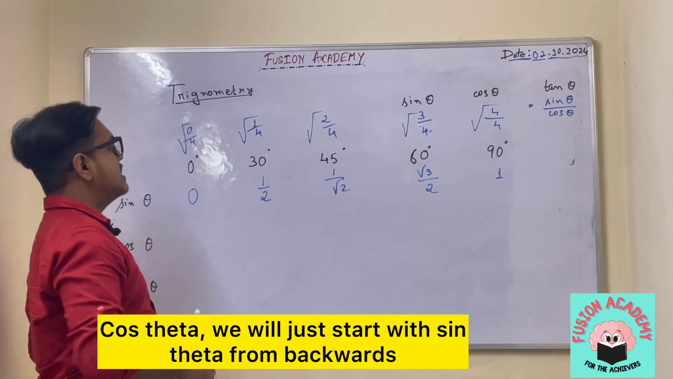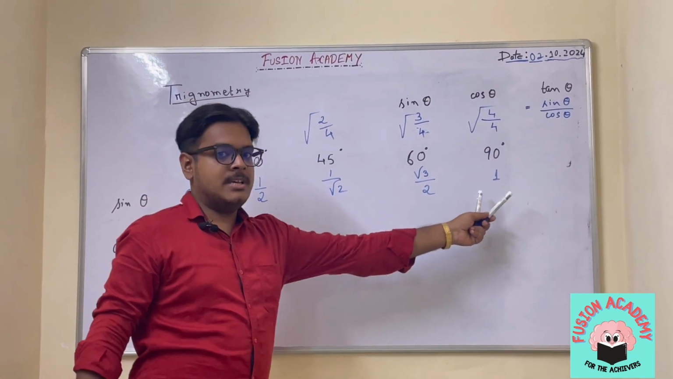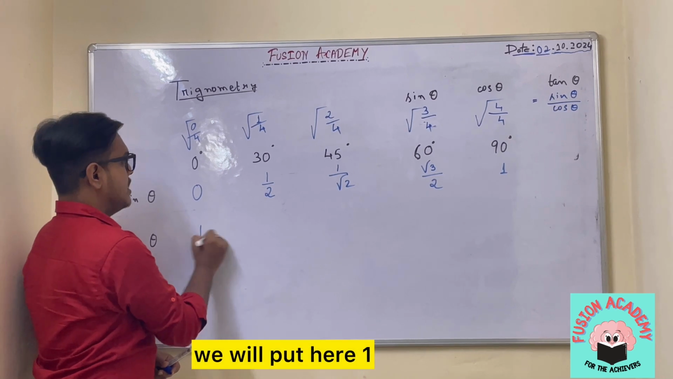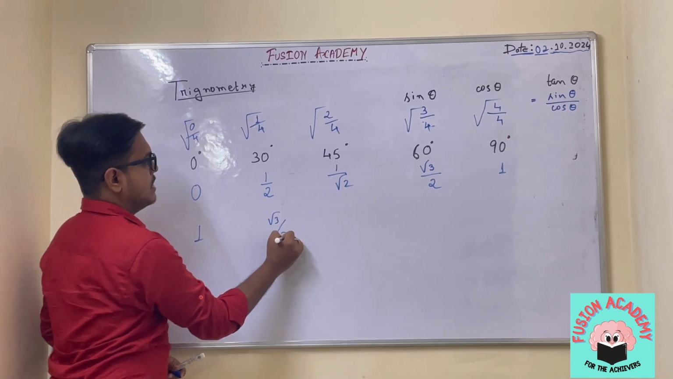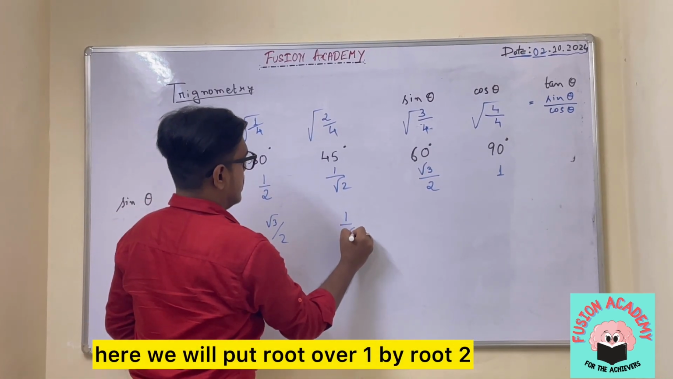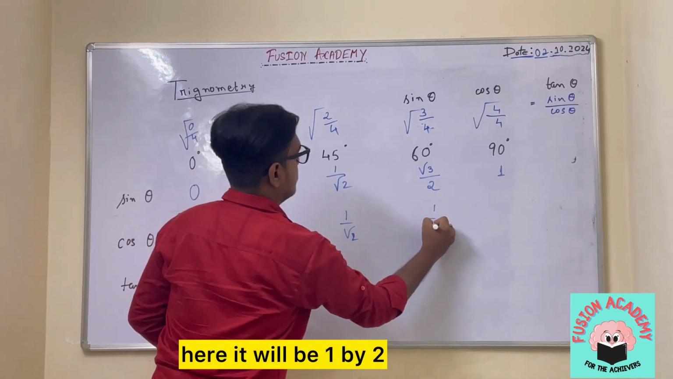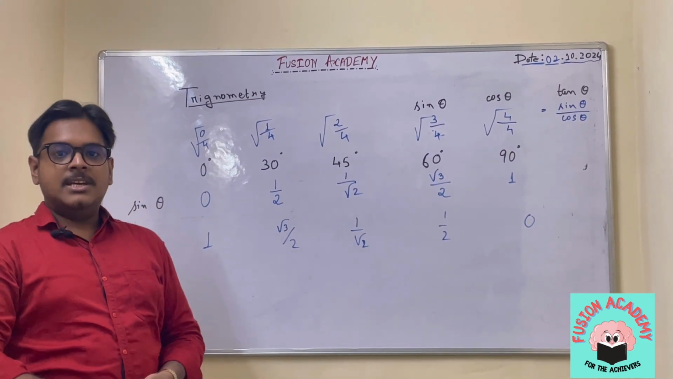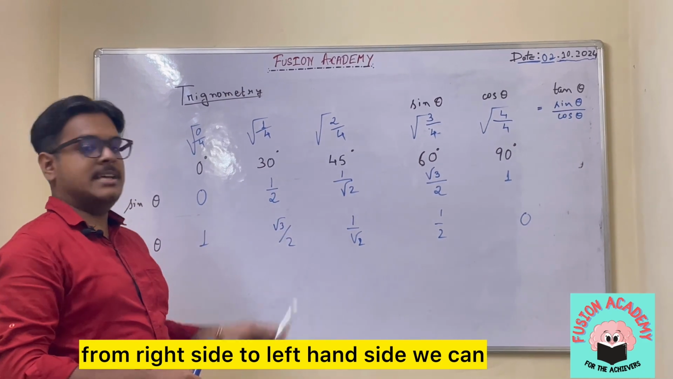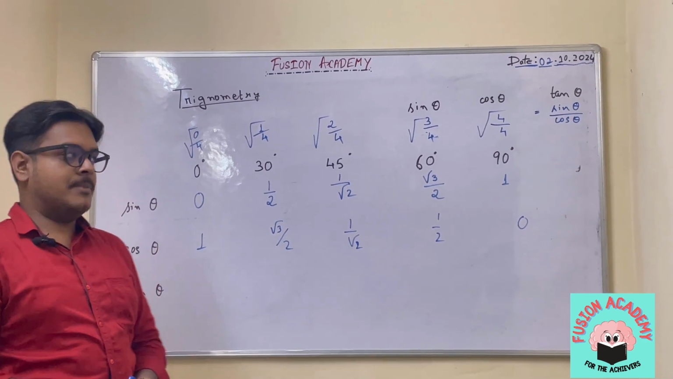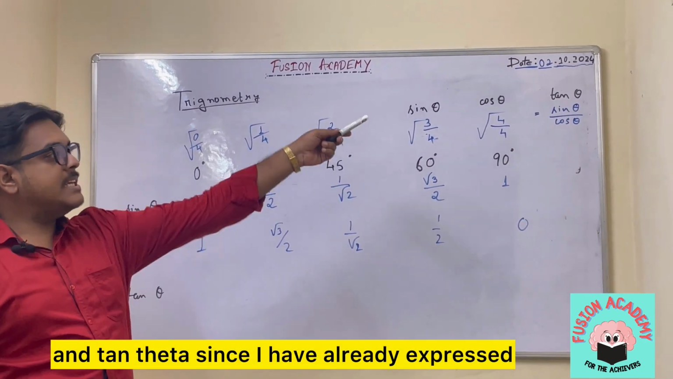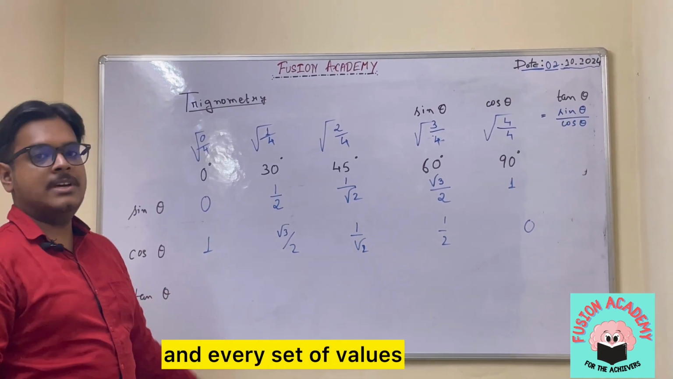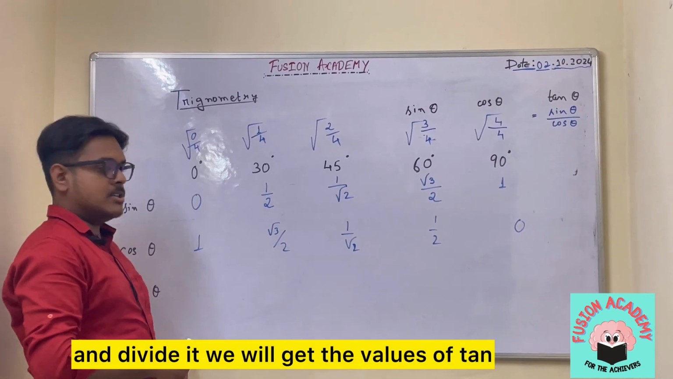For cos theta, we just take the sin theta values from backwards and reverse them, and that will give us the cos theta values. Here we'll put 1, here root 3 by 2, here 1 by root 2, here 1 by 2, and here 0. So just by reversing the values of sin theta from right side to left side, we get the values of cos theta. And tan theta, since I've already expressed it as sin theta by cos theta, we take each set of values and divide them, and we get the values of tan theta.